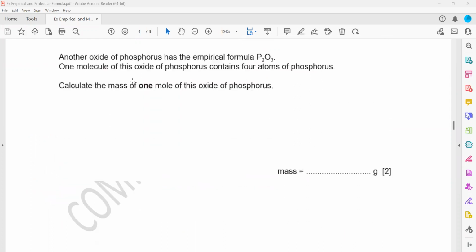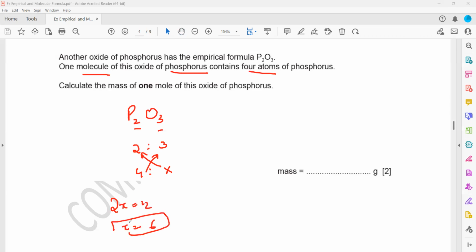Then the next: this is another oxide of phosphorus with the empirical formula P2O3, meaning the ratio between phosphorus and oxygen is 2:3. One molecule of this oxide contains 4 phosphorus. So if there are 4 phosphorus, how many oxygen will be there? X. But the ratio should be 2:3 between phosphorus and oxygen. So we just cross multiply to get the value of X first. So 2x equals 12, or x equals 6. Means this compound contains 4 phosphorus and 6 oxygen.